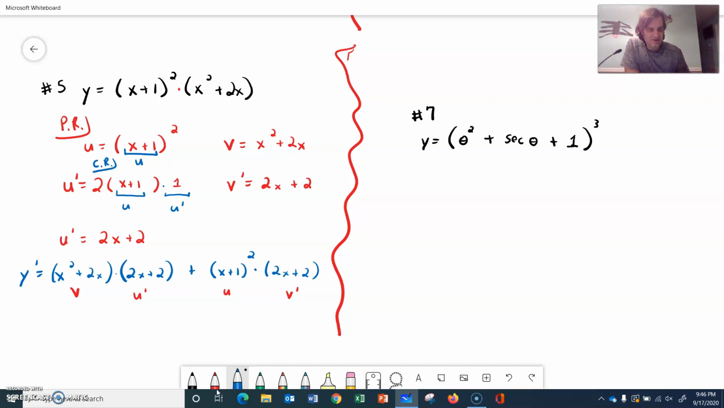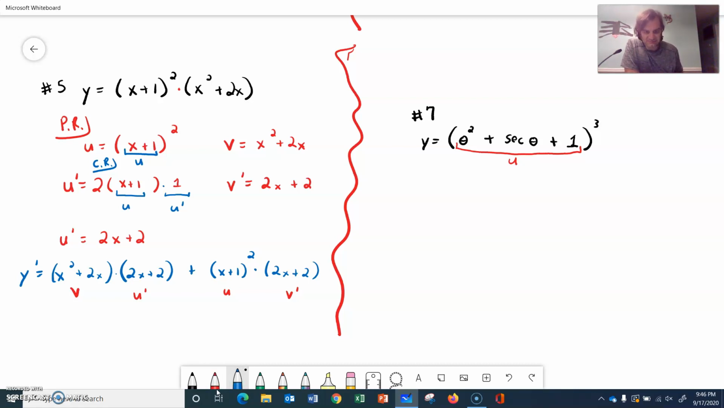So I used a product rule, a chain rule, and a power rule there. Okay. Number 7. y equals the quantity of theta squared plus secant theta plus 1, all cubed. So the thing that's happening here is a great big chain rule. Well, excuse me, a great big power rule, but with the theta squared plus secant plus 1 being the u. So if that's the case, let's go ahead and write out what we've got.